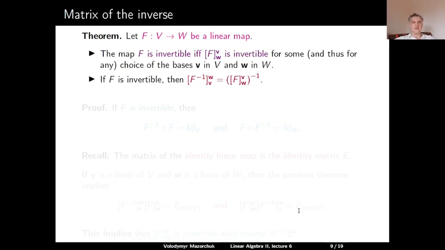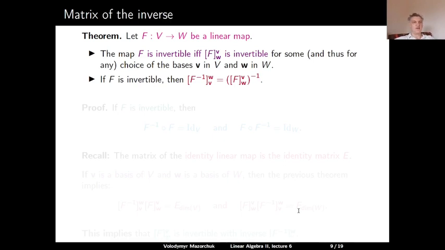Then the map f is invertible if and only if the matrix of this map is invertible for some choice of bases in the first space and in the second space. And in fact, if it is invertible for some choice of bases, it is invertible for any choice of bases. So this is claim 1.